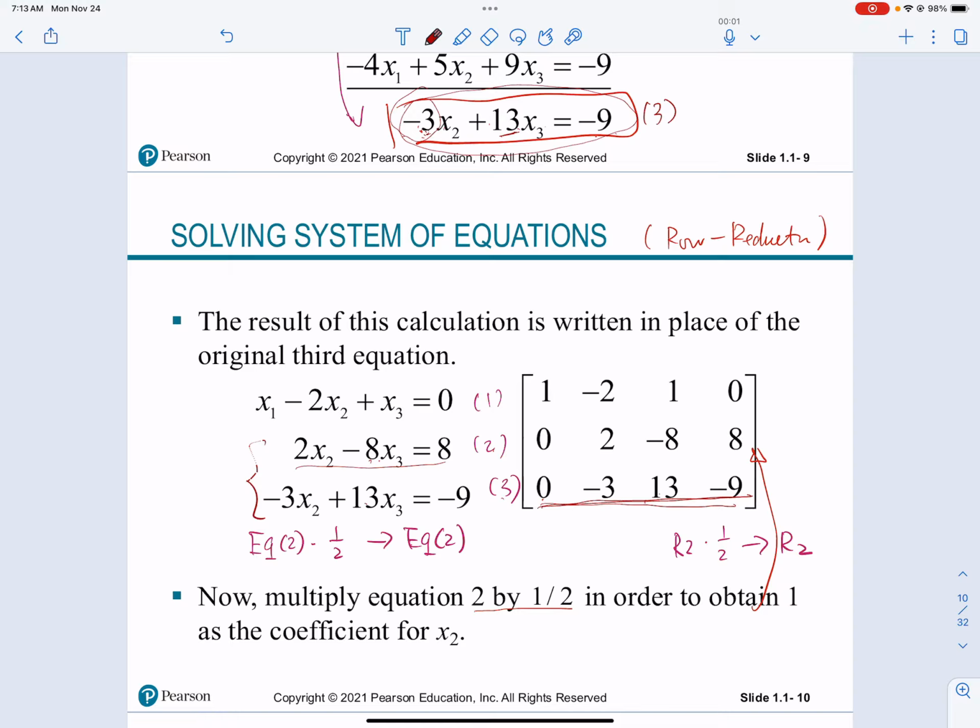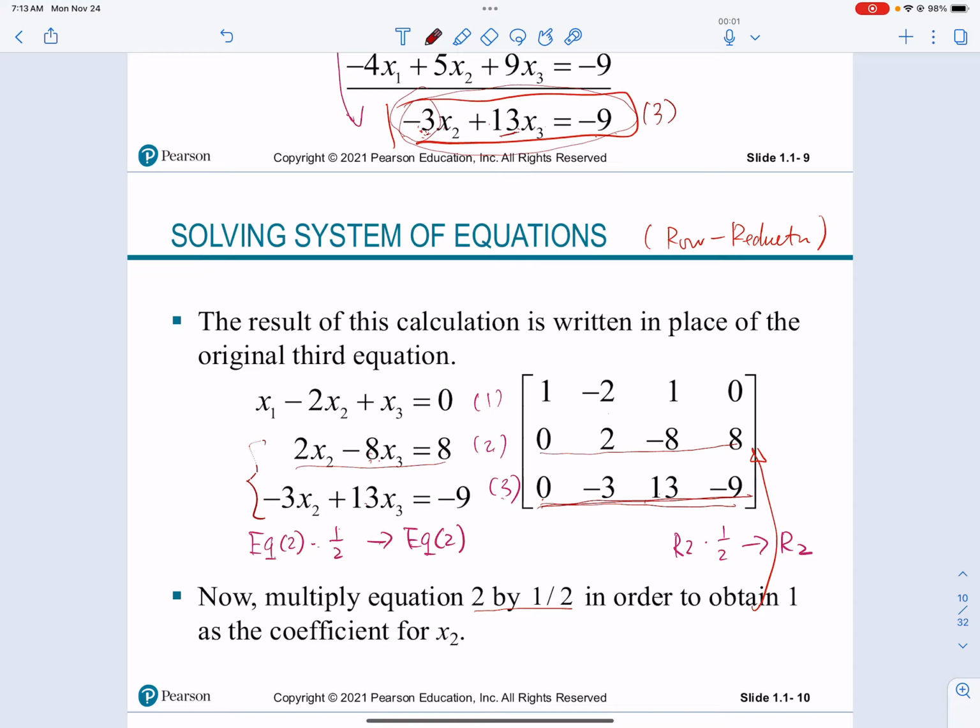Because when you see 2, negative 8, 8 in the equation, they all have what? 2 in common. What could we do? We can divide the entire equation by 2, yeah? So equation 2 times a half gives you this new equation. Then what will be the corresponding matrix? What do you think will be the corresponding matrix?